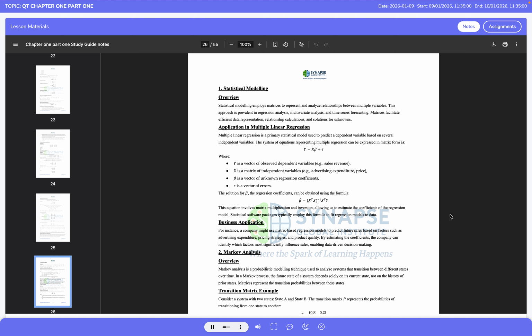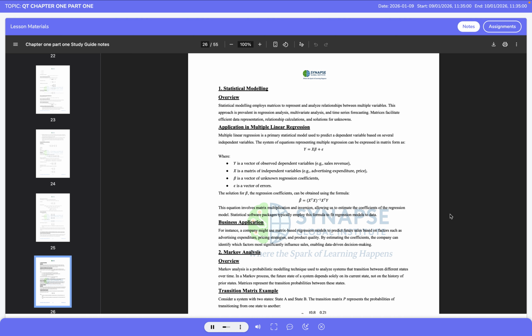From a business perspective, a company might use this type of matrix-based regression to predict future sales based on factors such as advertising spend, pricing strategies, and product quality, and then use the estimated coefficients to identify which factors have the greatest influence on sales. If this regression structure feels abstract, please ask in the chat, and we will unpack it step by step.